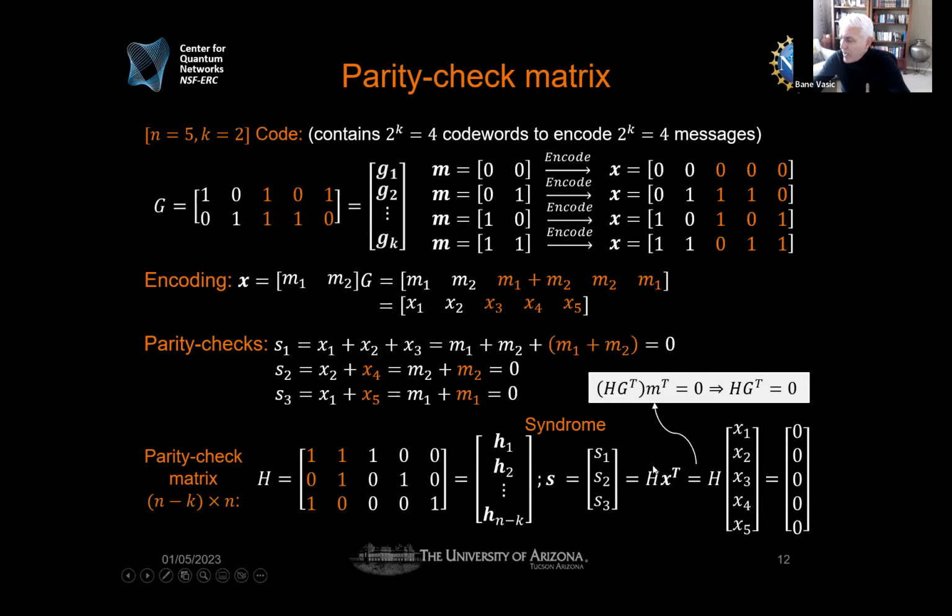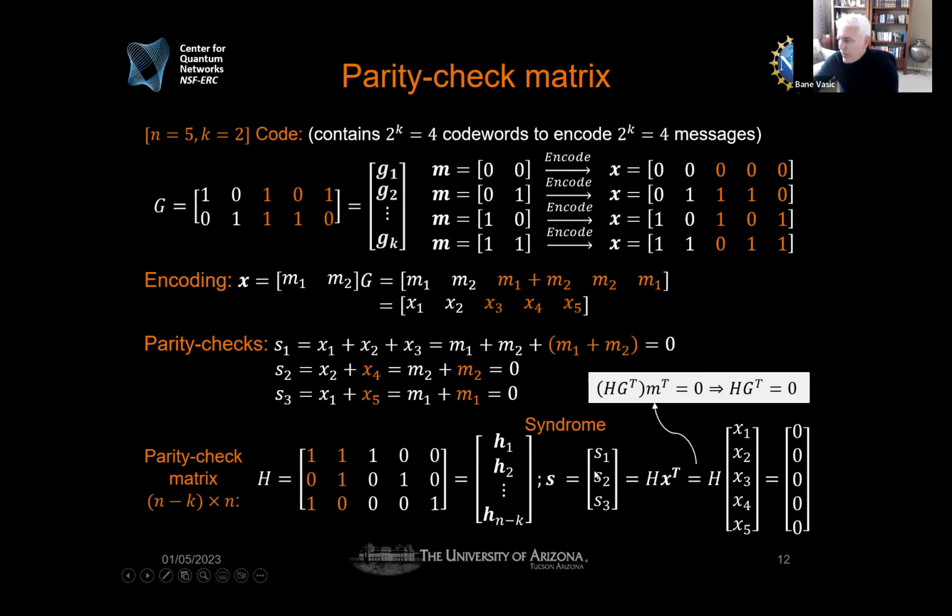The way that I created the parity-check matrix here is, you see that I took this orange matrix here, and then I transpose it, and I put an identity matrix here. So this is also a parity-check matrix that is written in a systematic form.